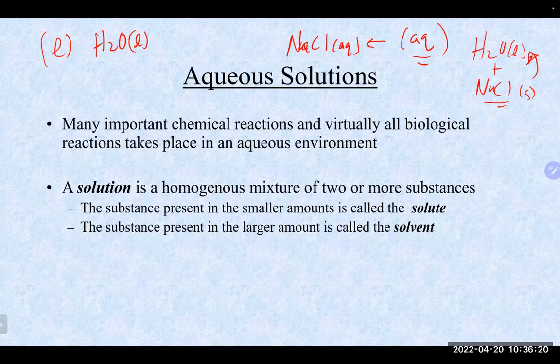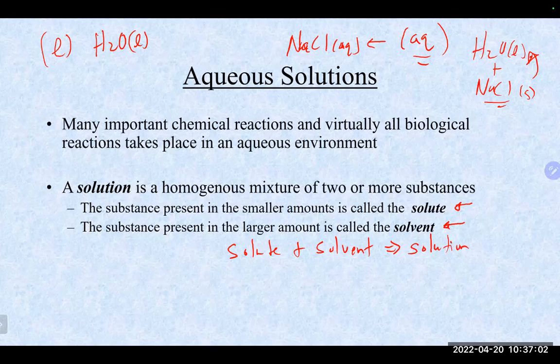Now, a solution is a homogeneous mixture of two or more substances. If you remember, homogeneous means that pretty much everything mixes. Everything is the same throughout. So that's basically what a solution is. There really are two parts to a solution. The smaller part of the solution is known as the solute, and that is usually the thing that is dissolved in the larger part of the solution, which is known as the solvent. So the solute plus the solvent basically gets you a solution.